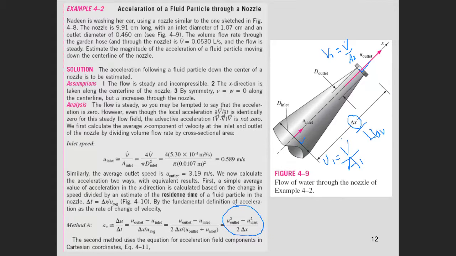Again, the acceleration is what? Del U by delta T, right? The change of velocity divided by the change in time. The change in velocity is U out minus U in. The change in time is the time taken for the particle to cross the distance from the inlet to the outlet, right?